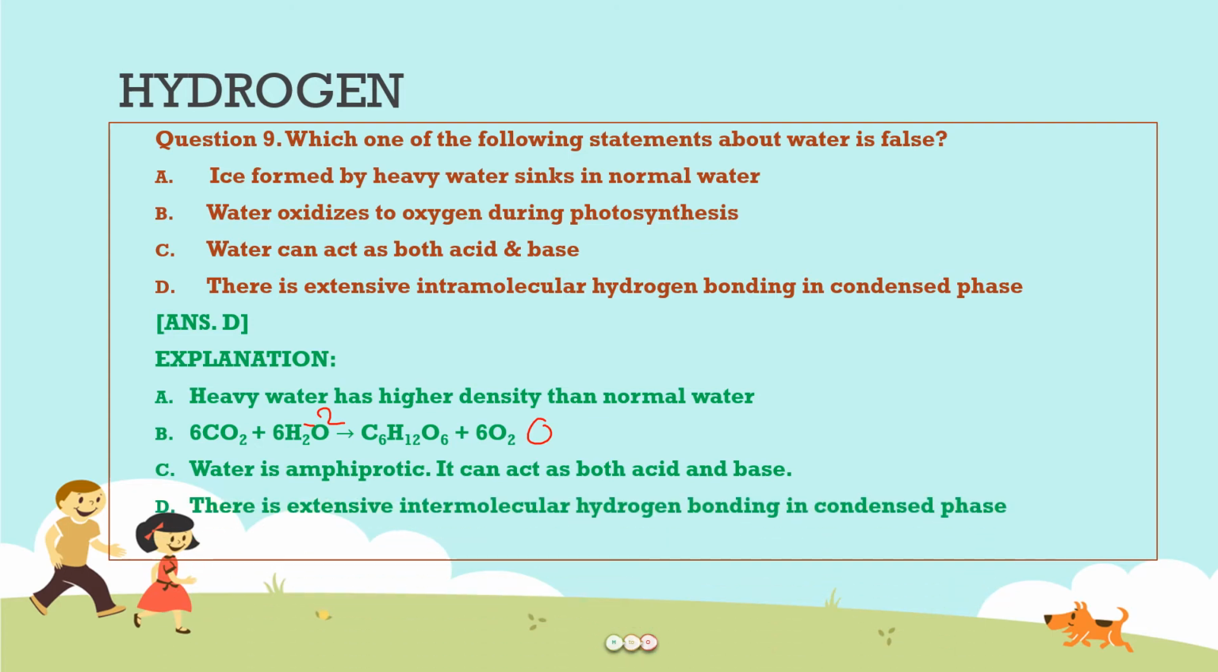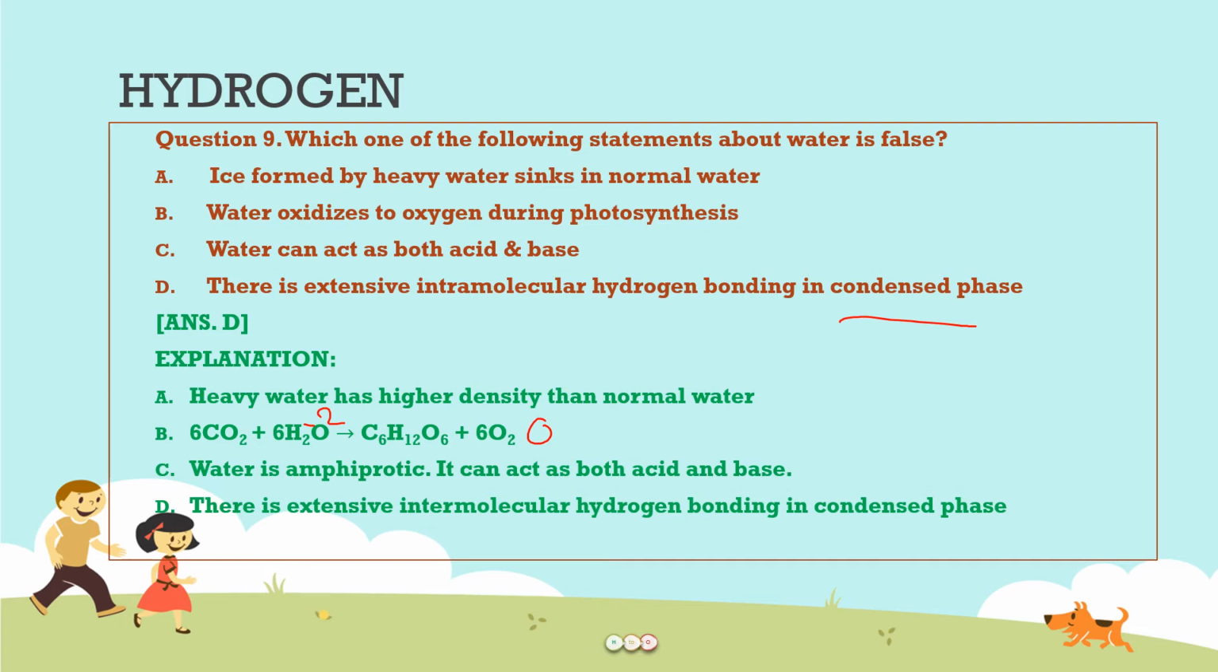No, this is going to be incorrect, because in case of hydrogen bonding taking place in water, we will see that in the condensed phase, that is in the solid state, we will have extensive intermolecular hydrogen bonding. So intra means it is just within the molecule, whereas inter means amongst the various molecules.